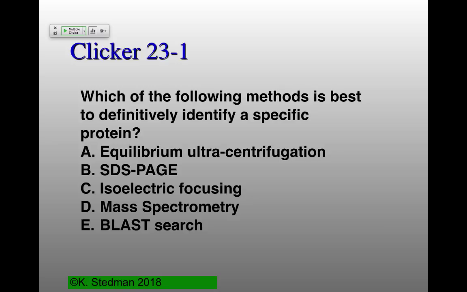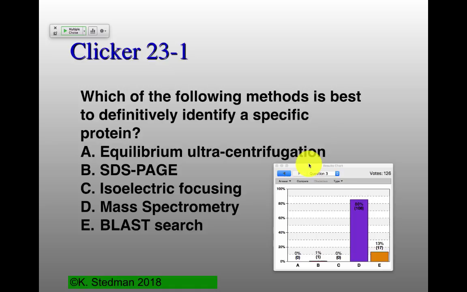Okay, no one likes the first three, so we won't even bother to talk about those. BLAST search versus mass spectrometry. What's the key to this question? Definitively. So with a BLAST search, you'll get a good idea, but it's not really definitive. Whereas with mass spectrometry, you will get a definitive answer in most cases, and again, this is the best way. I don't say the only way to do it.